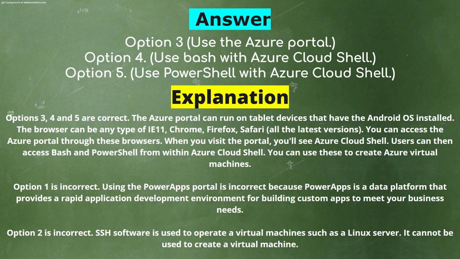Option 1 is incorrect. Using the Power Apps portal is incorrect because Power Apps is a data platform that provides a rapid application development environment for building custom apps to meet your business needs. Option 2 is incorrect. SSH software is used to operate a virtual machine such as a Linux server. It cannot be used to create a virtual machine.